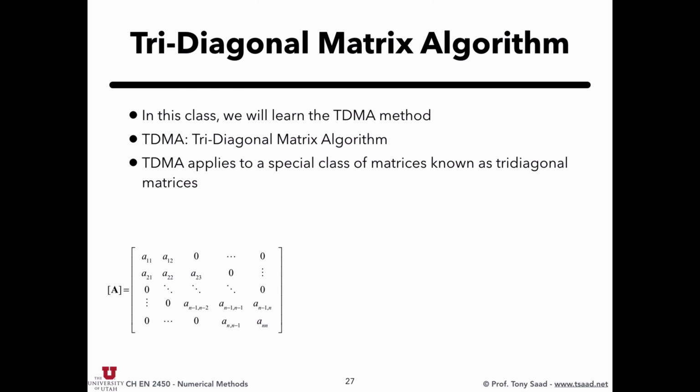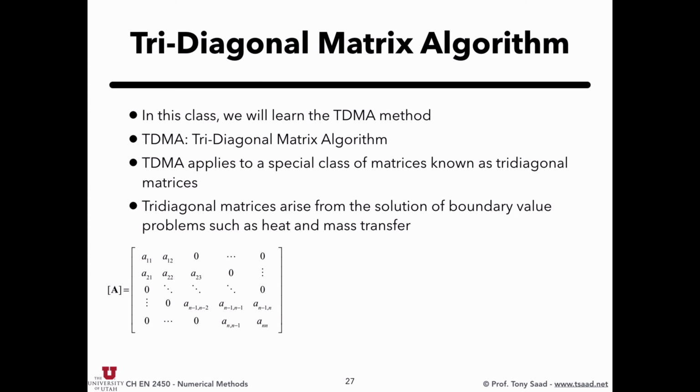These are matrices that have only 3 non-zero diagonals: the main diagonal, the first upper diagonal, and the first lower diagonal. These matrices arise typically from the solution of boundary value problems such as heat and mass transfer, and we will do an example of heat transfer and see how we end up with a system of equations like that. But they're very common and popular.